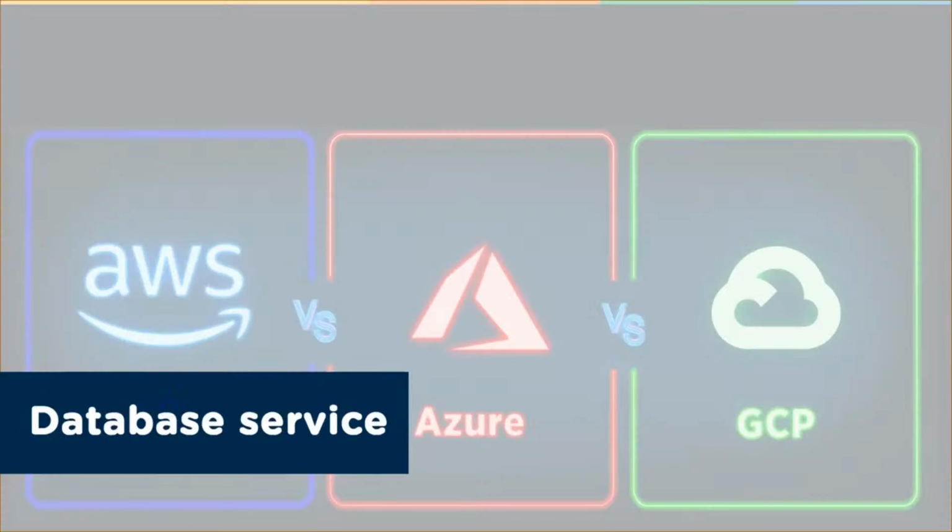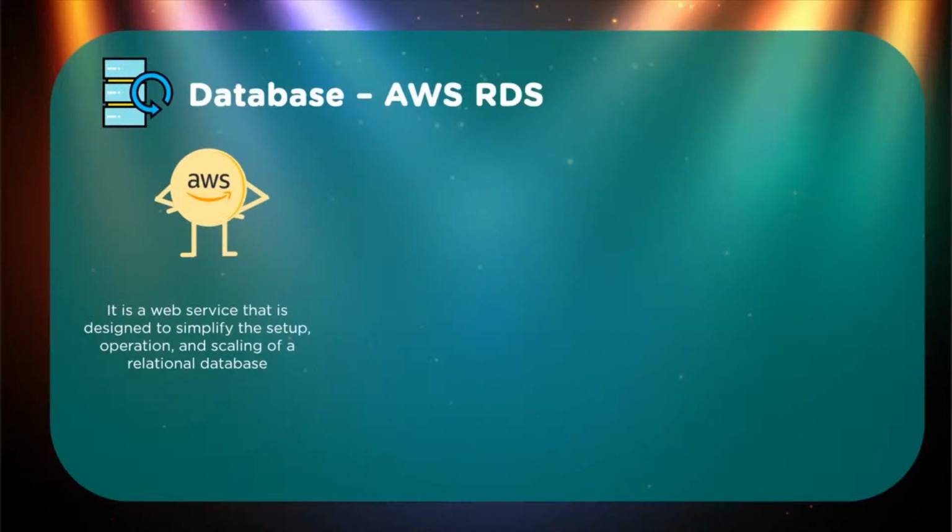Next, let's talk about database services. First off, for AWS, we have RDS, or Relational Database Service. It is a web service that's cost-effective and automates administration tasks. Basically, it simplifies the setup, operation, and scaling of a relational database.